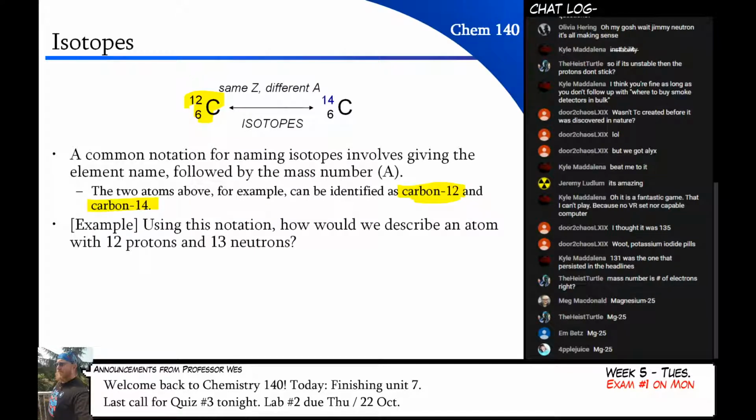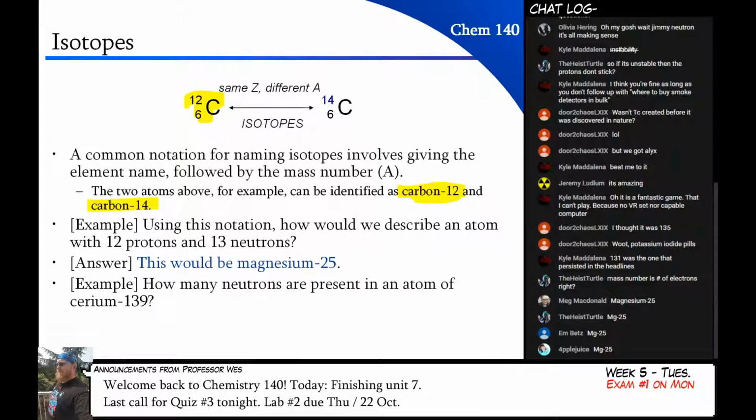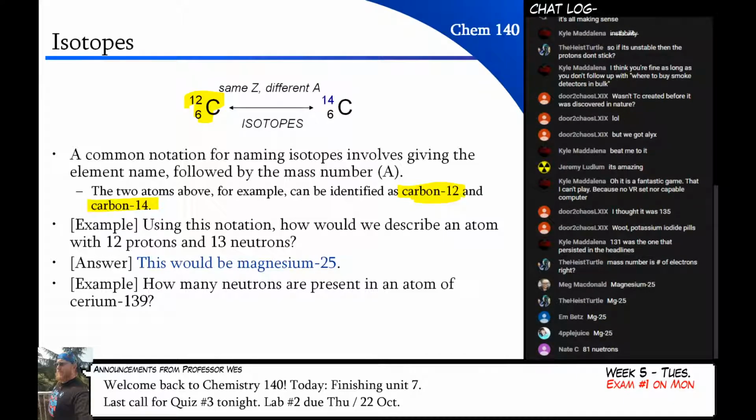And everybody got the right answer. It is magnesium-25. So very good. Now, let's suppose I wrote it like this. How many neutrons are in this atom? So now you've got to go find cerium on the periodic table and use this information to figure out the number of neutrons. So you've got to work backwards. Tell me how many neutrons are in this atom. And don't look at the bottom number yet because we haven't quite gotten there. That won't help you, but the top number will.